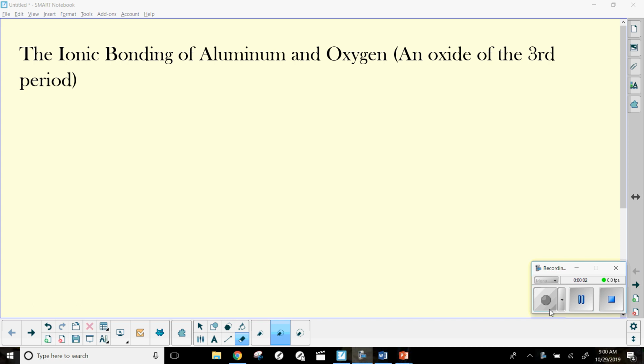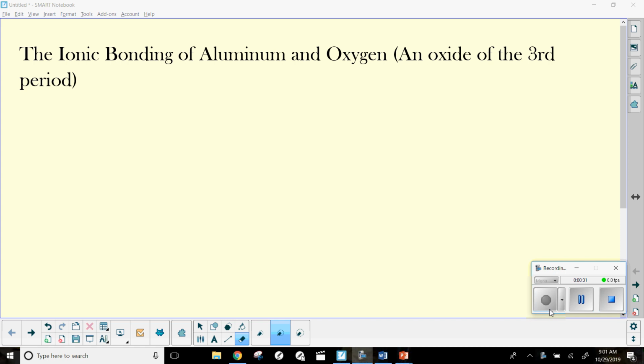Right, so here is another example of an ionic bond between aluminum and oxygen, an oxide of the third period. We did this one in the lab where you tested the pH and realized the pH here of aluminum oxide is going to be neutral because we call aluminum oxide amphoteric. Amphoteric means it can act as both an acid and a base. But let's figure out how to do the formula for this.